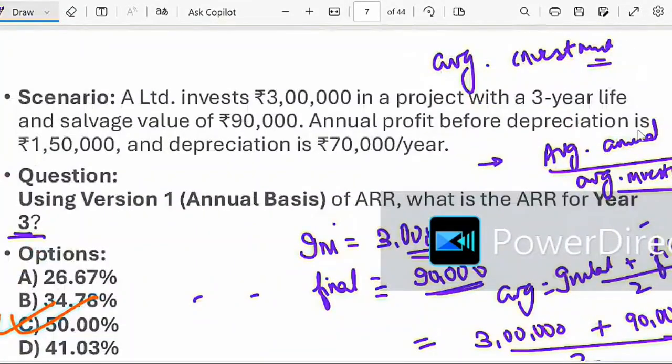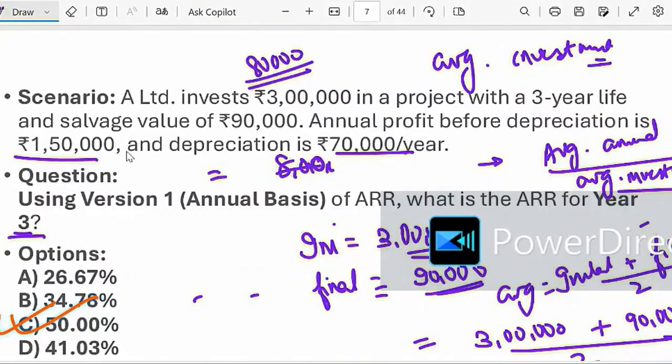And what is our numerator? Our numerator is average annual profit. How to find it? Annual profit before depreciation is 1,50,000 and depreciation is 70,000. Just subtract both of them. This will give you annual profit after depreciation. How much is it? 80,000. Is it clear? Now, friends, in the numerator we will write 80,000. In the denominator we will write 1,95,000, multiplied by 100 to get the percentage.